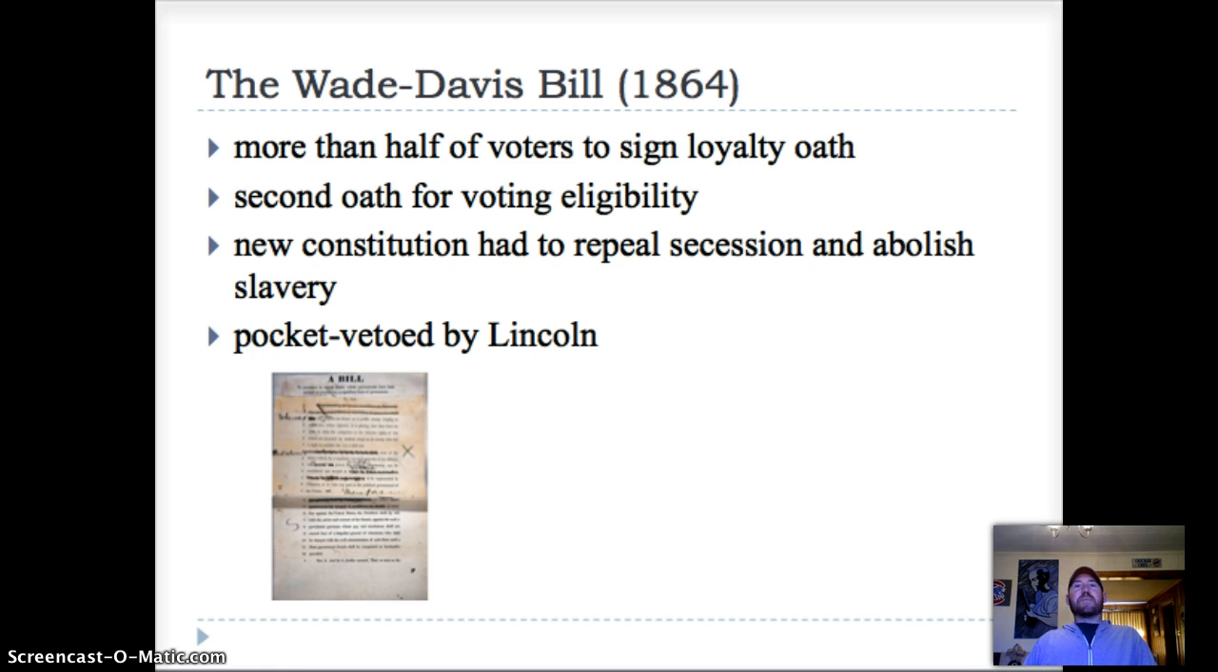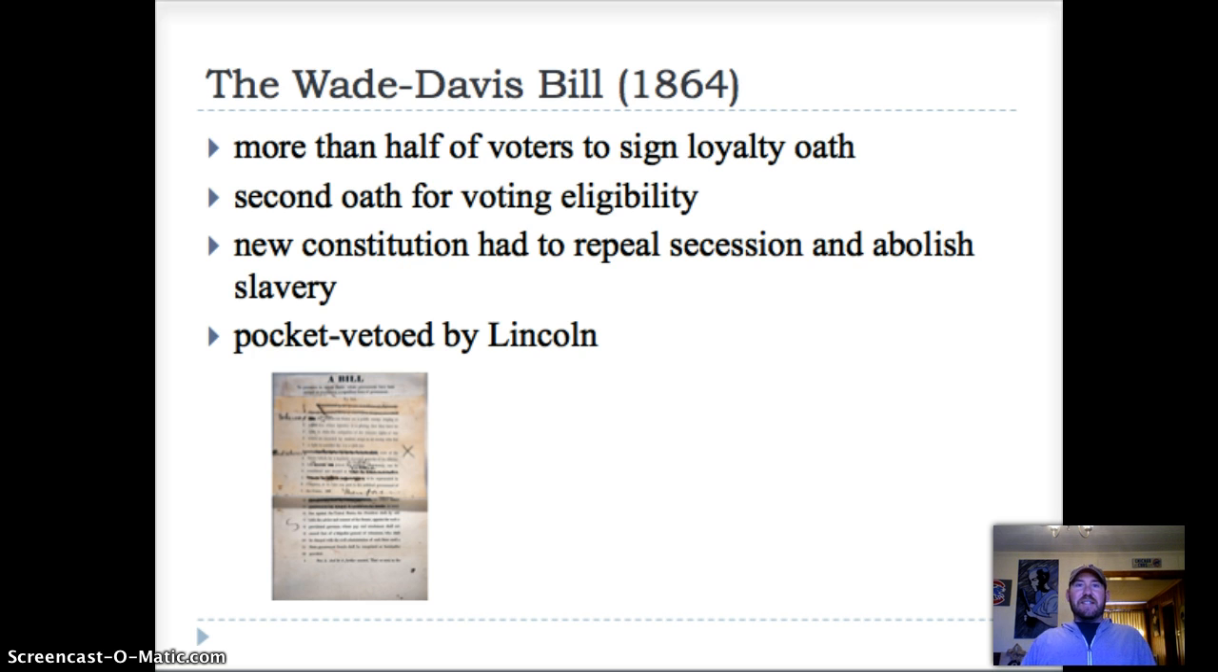and made them a little bit, or a lot, more harsh than what he wanted. Instead of the 10% of people in a state in the South that would have to sign a loyalty oath for consideration to be moved back into the Union, they said that more than 50% of voters had to sign a loyalty oath. They also said that you had to take another one on top of that to be able to vote.